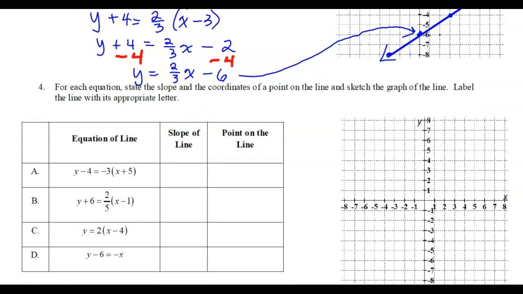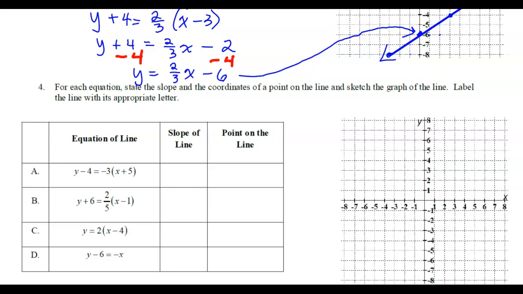Okay, so let's take a look here for question 4. For each equation, state the slope and the coordinates of a point. Sketch the graph. Label with its appropriate letter. Some of you on the last test didn't label your lines. Maybe what line I thought it was wasn't, so I took the benefit of the doubt, but you need to label them if you're asked to.